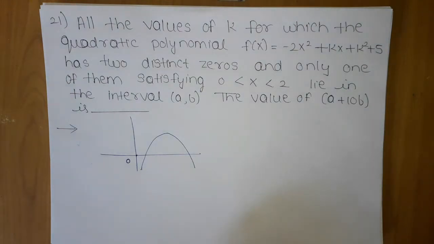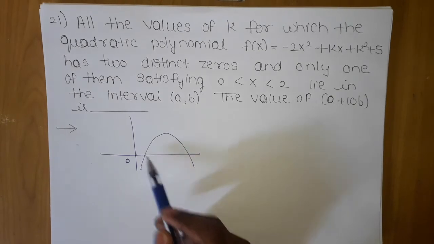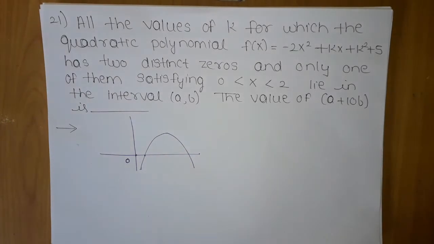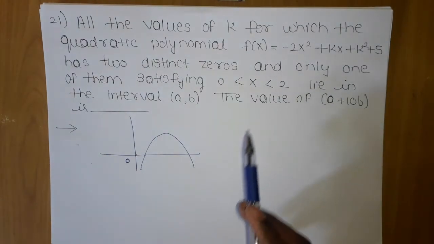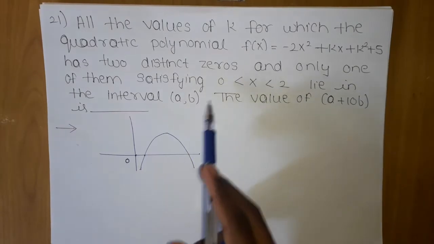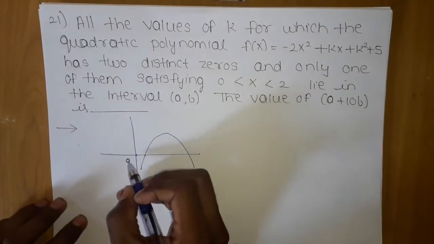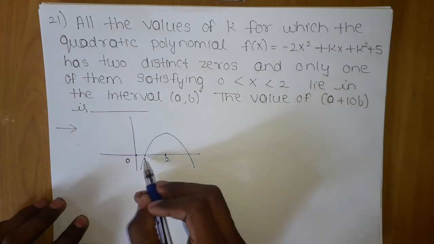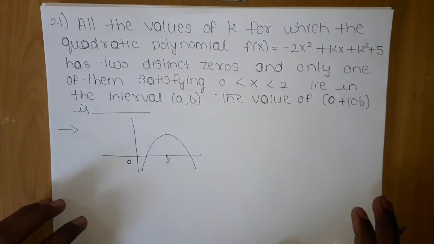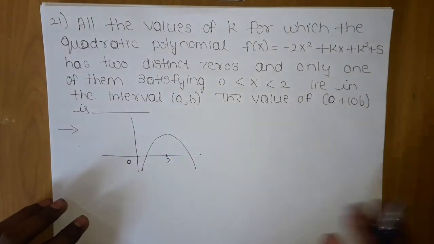The root lies between 0 to 2. If I take the roots as x, it has two distinct solutions, and only one of them satisfies the condition that it lies between 0 to 2. Let me take that this x is satisfying this condition. So this one is x1 and this one is x2, whatever you take, it doesn't matter.